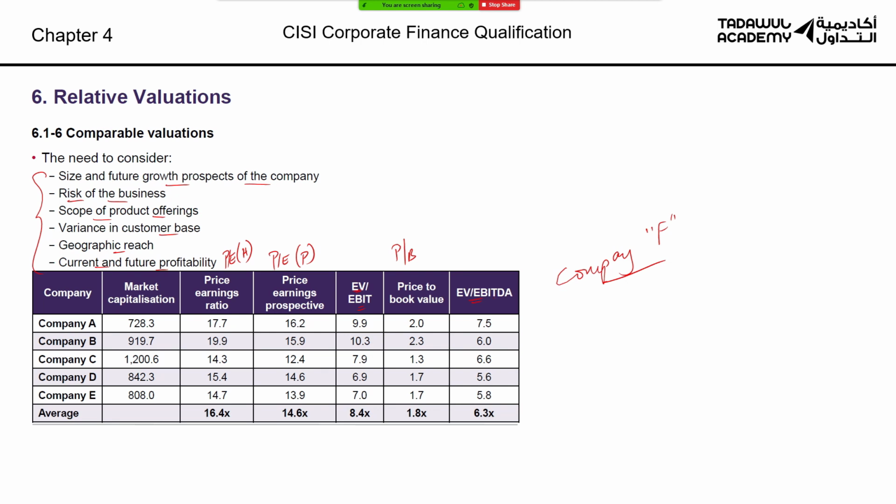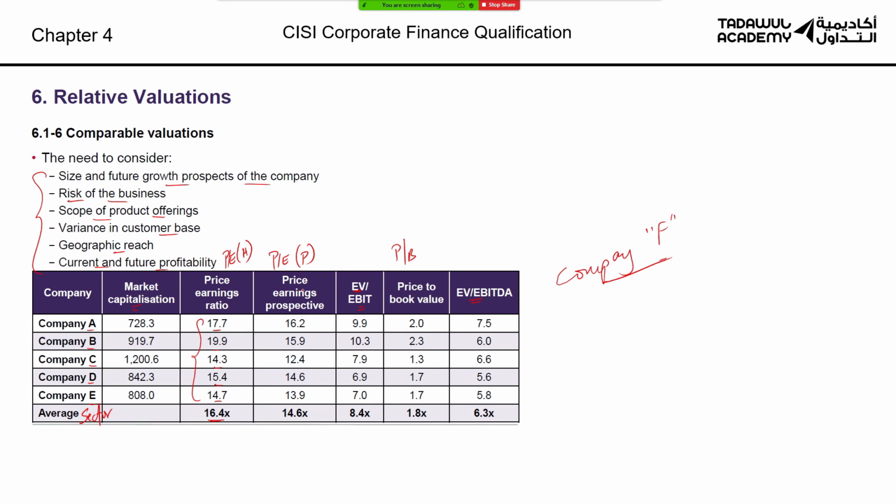So let's look at the peers. That means other companies similar to company F. Let's look at its peers in the market: companies A, B, C, D, and E. This is their market capitalization. This is the historical PE ratio for these companies. Once we add all of these and divide by 5 companies, we get an average for the sector or the market, an average of 16.4 PE ratio.